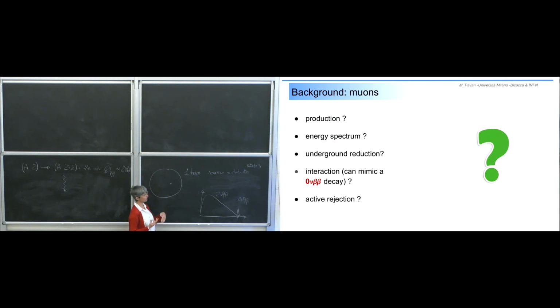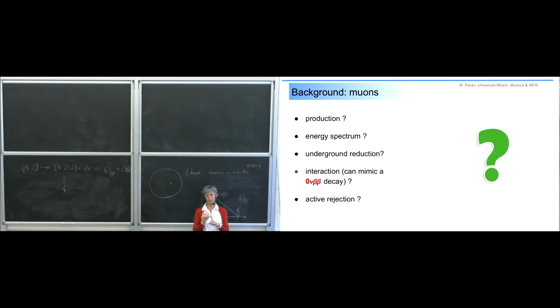So the questions we have to answer are how the source is produced, because in this way I understand how to reduce it, what's its energy spectrum, what advantages I have in going underground, what is the interaction of these particles in my source equal detector, which kind of interaction can mimic a double beta decay that will provide a signal in here, and if I can apply techniques of active rejection or something like that.